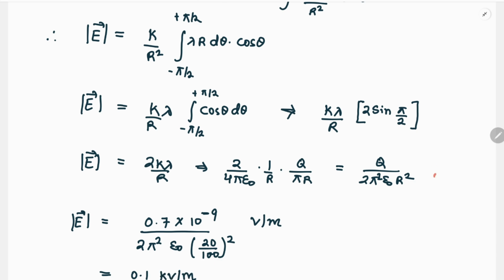So these are the two necessary answers for this problem. One is the expression where we put the values as q upon 2 pi square epsilon naught r square, and the other, on substituting the values, we obtain 0.1 kilovolt per meter.